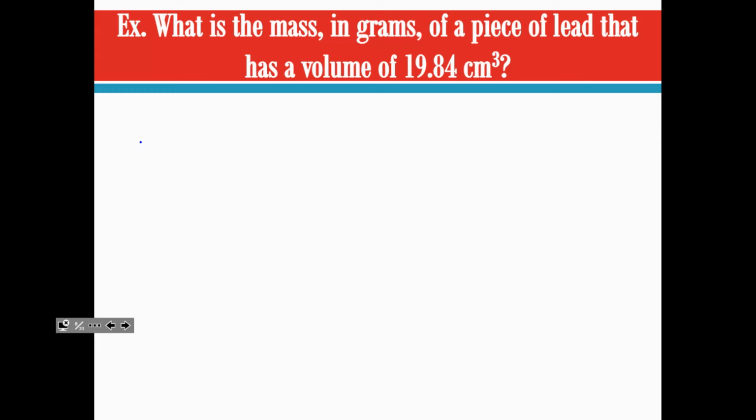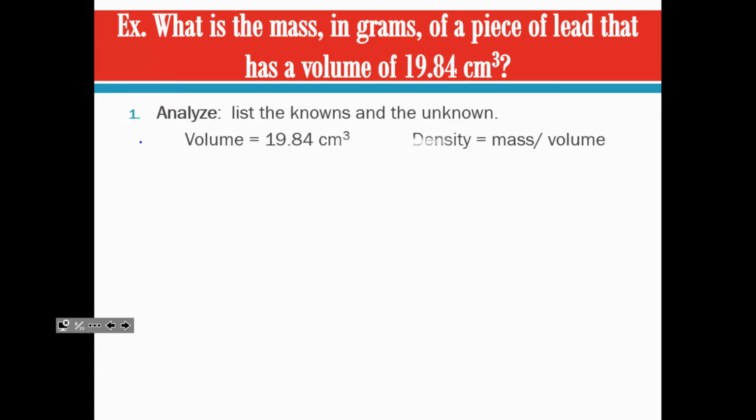Here is the question. What is the mass in grams of a piece of lead that has a volume of 19.84 centimeters cubed? Okay, so step 1, analyze. List the knowns and unknowns. The problem explicitly says that the volume is 19.84 centimeters cubed, which is another term for milliliters.